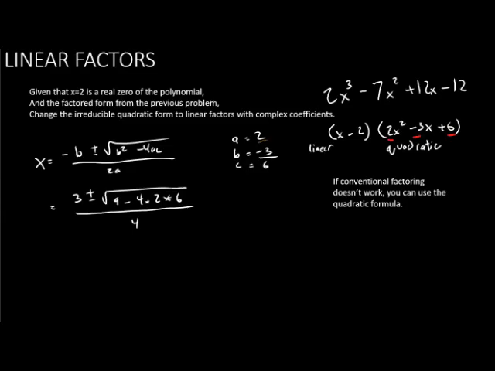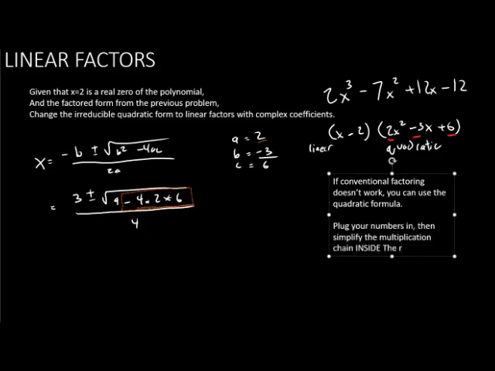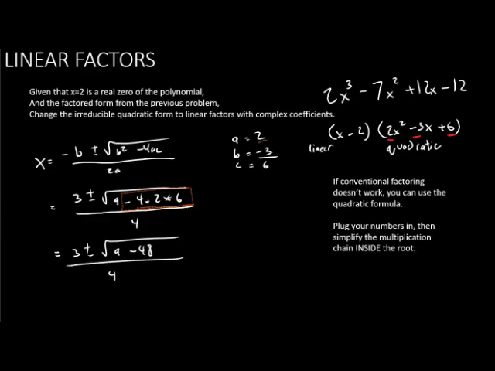Next, we're going to simplify this part of the root, this negative 4 times 2 times 6. Negative 4 times 2 would give us negative 8, and negative 8 times 6 would give us negative 48. So now we'll have 3 plus or minus root 9 minus 48, all divided by 4. If we take 9 minus that 48, we'll end up with negative 39. We'll simplify this expression on the next slide.